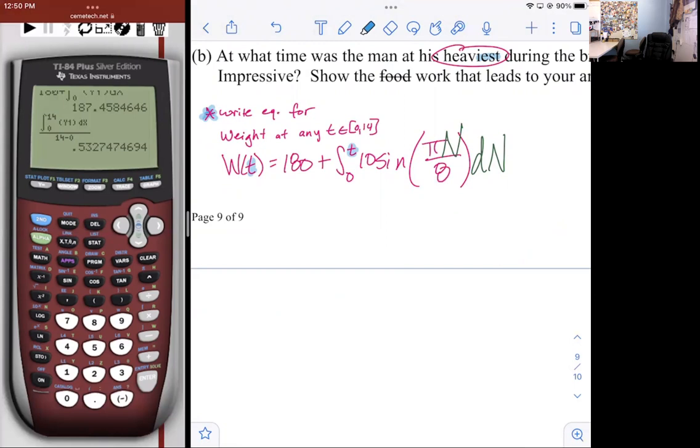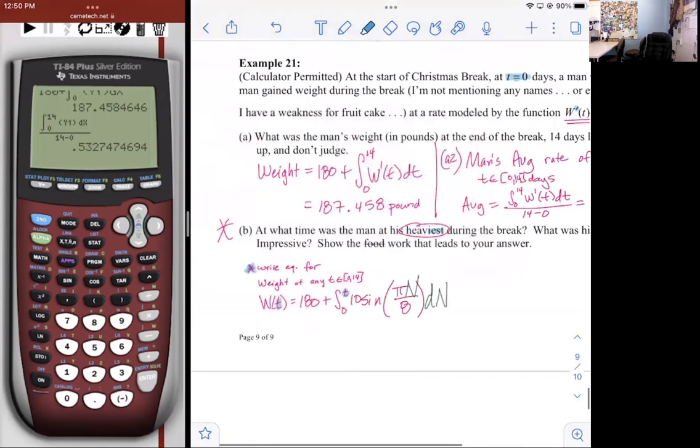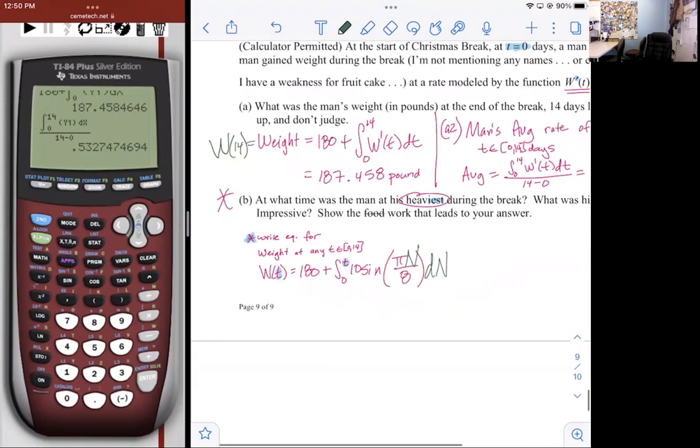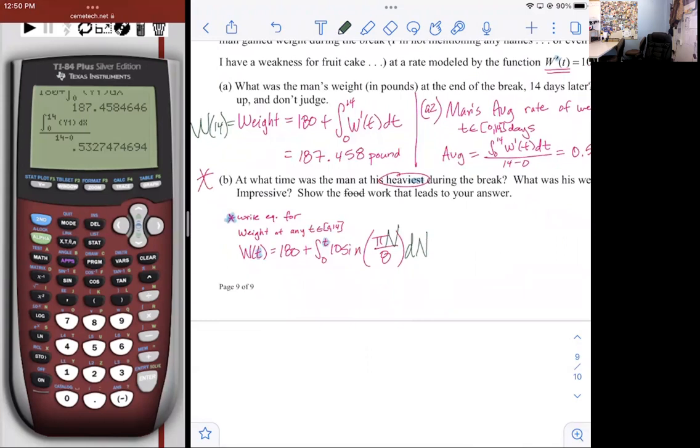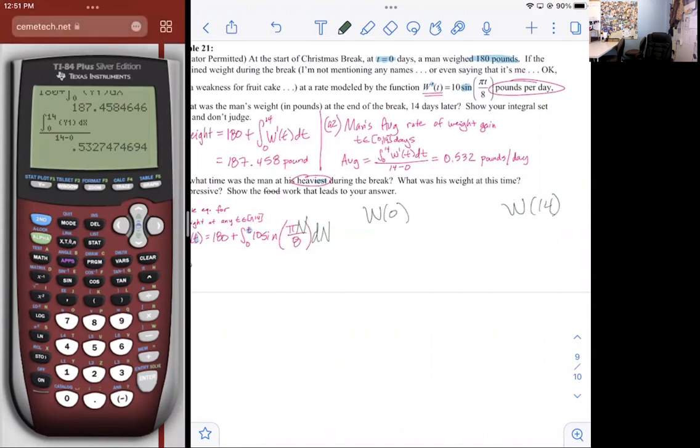So if it didn't ask you to do this, I would probably still write that equation. And then if you want, I wouldn't do this, but retroactively, what we did on A, you can now call it W of 14. That's what we found. But the reason it's nice to do it for part B is because we can use the EVT. I now want to know what was his weight at 0, what was his weight at 14, and what was his weight at any critical value on the interior, right?